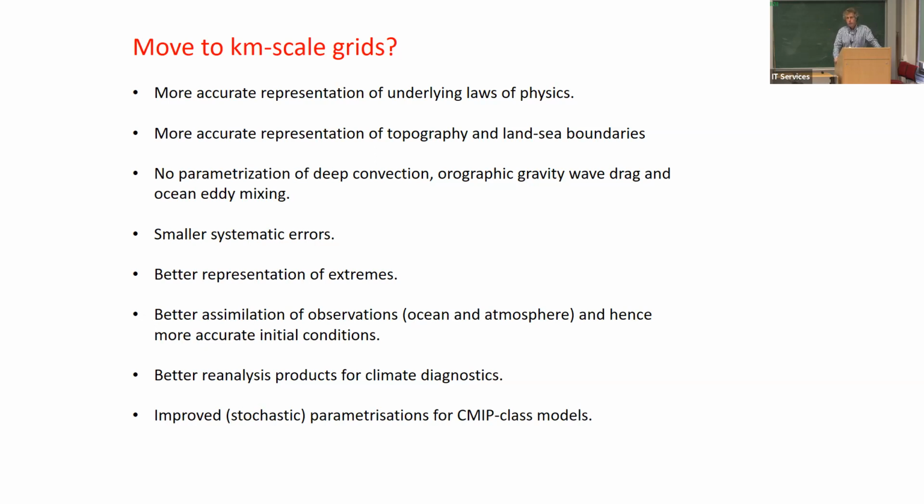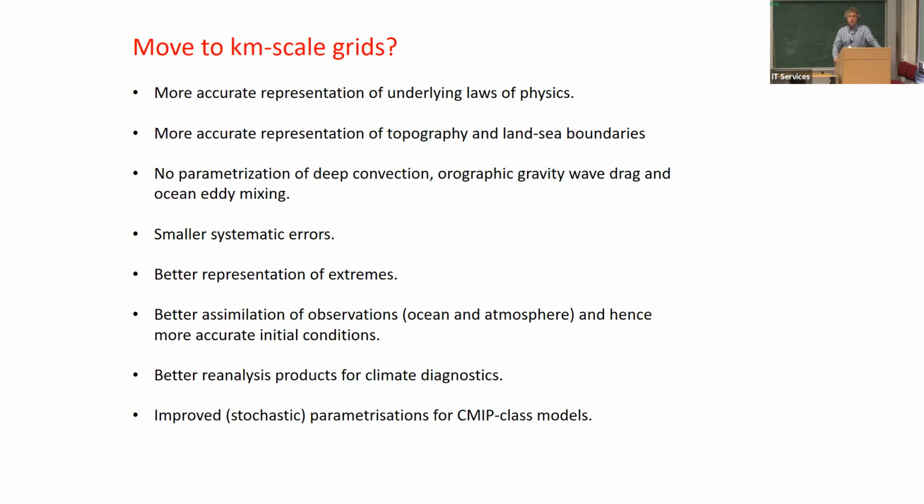And we hope that will lead to smaller systematic errors, that bias will suddenly start to drop so that it becomes small compared to the signal. That's the hope. There's no proof of that at the moment. But from a physical point of view, it sounds plausible. Better representation of extremes. We kind of know that from things like hurricanes. There's very clear evidence that the ability to simulate hurricanes depends on resolution, and other types of extremes as well, which I would talk about but don't have time.